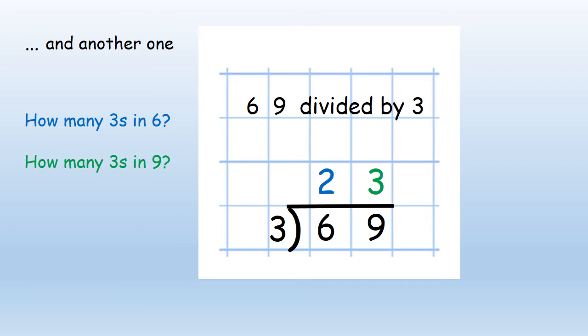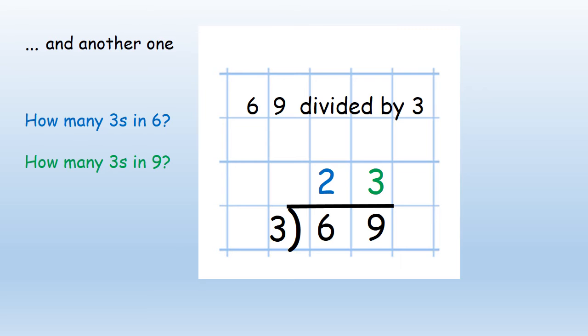And another one, 69 divided by 3. So, put the 69 inside the bus stop, put the 3 on the outside because that's what you're dividing by, and how many 3s in 6? 2. How many 3s in 9? 3. So the answer is 23.